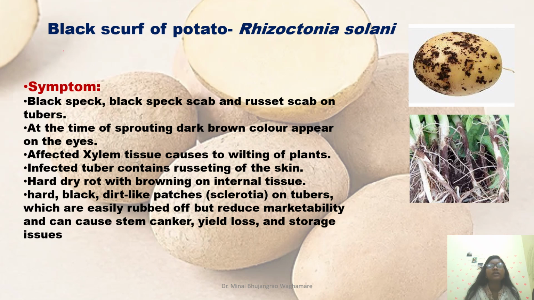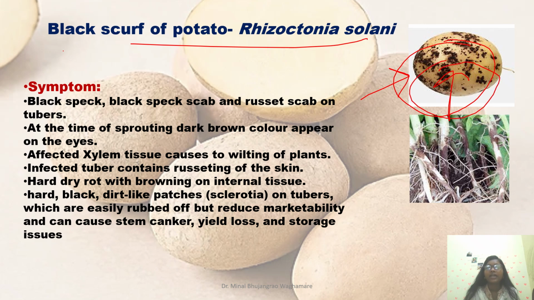Coming to the next important disease, that is black scurf of potato. Causal organism is Rhizoctonia solani. We can see here black specks and black scabby appearance on the tuber. We also see a rusty scab shown in the picture. This scab has hard black dark patches. In these dark patches, we can find the sclerotia, which play an important role in spreading the infection. So hard black dark dirt-like patches carrying sclerotia are present on the tuber surface.